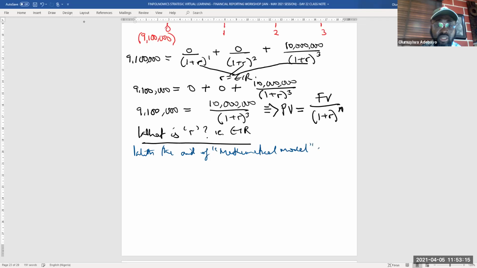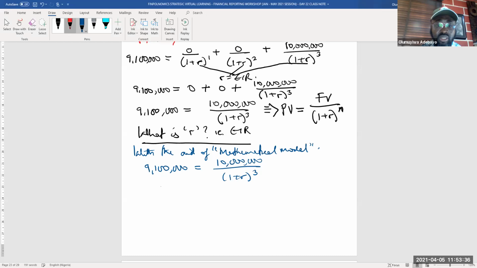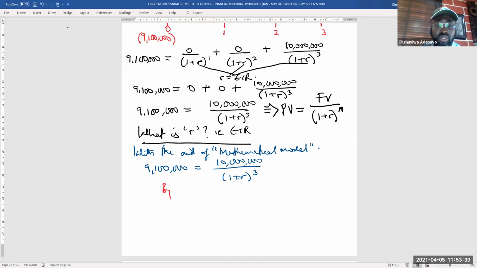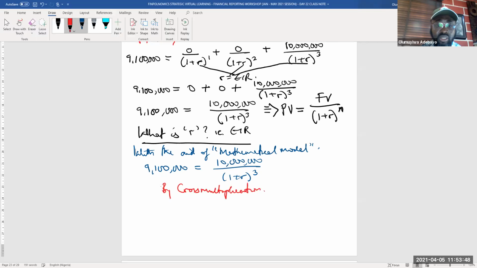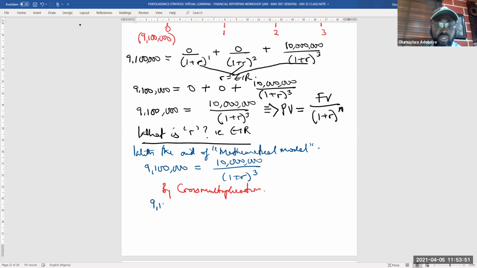the mathematical model. I can say 9.1 million equals 10 million divided by 1 plus R raised to the power 3. The first step is to cross multiply. By cross multiplication, what do I say? 9.1 million multiplied by 1 plus R raised to the power 3 equals 10 million.